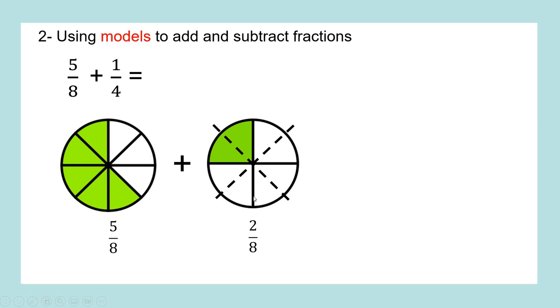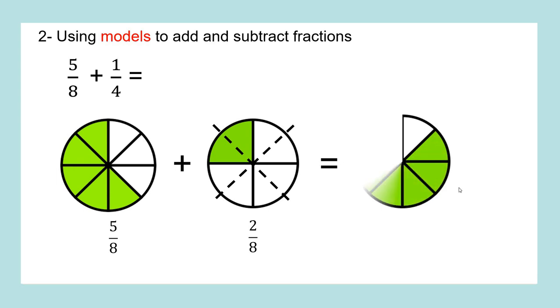Yes, when I do this, I will draw another circle with 8 parts. And this time, when I add them, it will be what? 5, then 6 and 7, right? So it will be what? Yes, another circle with 8 parts, and I have now what? 1, 2, 3, 4, 5, 6, and 7. So the answer is what? 7 over 8.